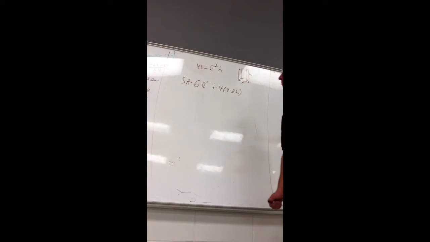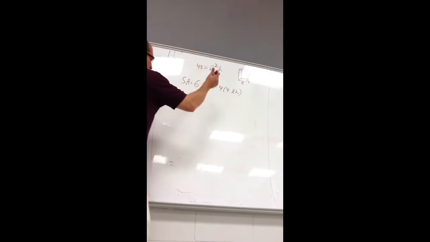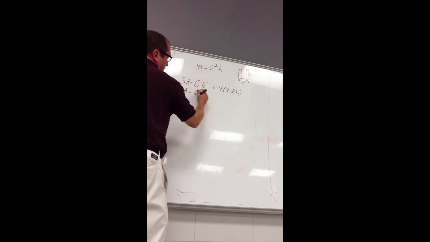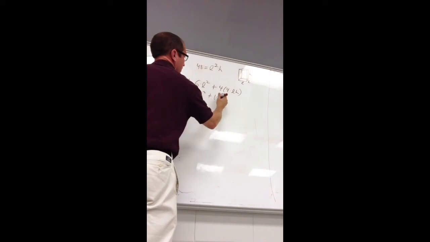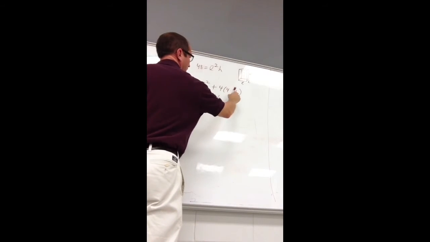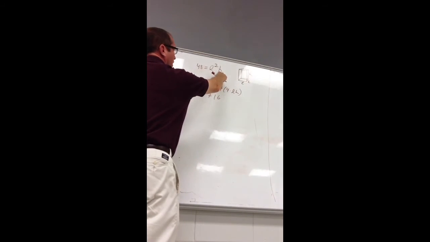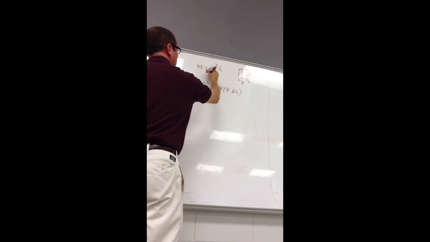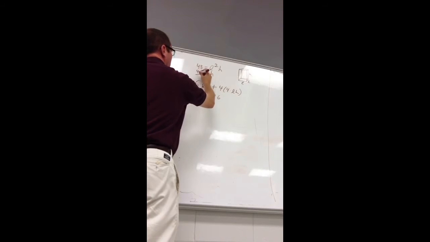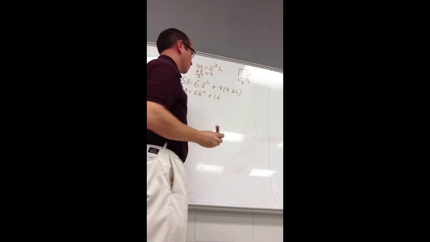Alright. Well, let's clean this up just a little bit. Surface area will be 6L squared plus 16. And instead of writing it as LH, I want this in terms of one variable. So I'm going to say that H is going to equal 48 over L squared.